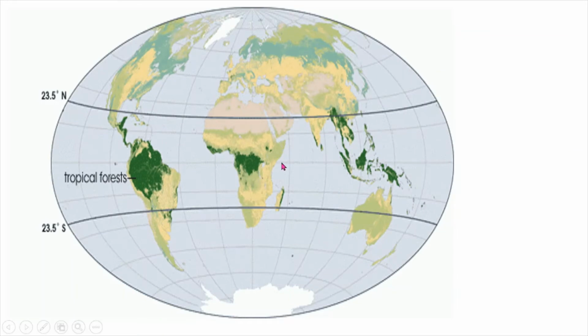This is the north, here we have the north pole, this is the south pole, and this is the equatorial region. We call this the Tropic of Cancer. This is the equatorial region.